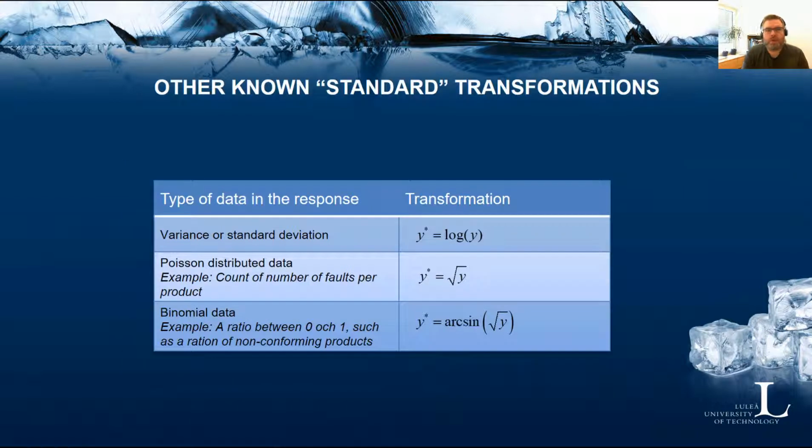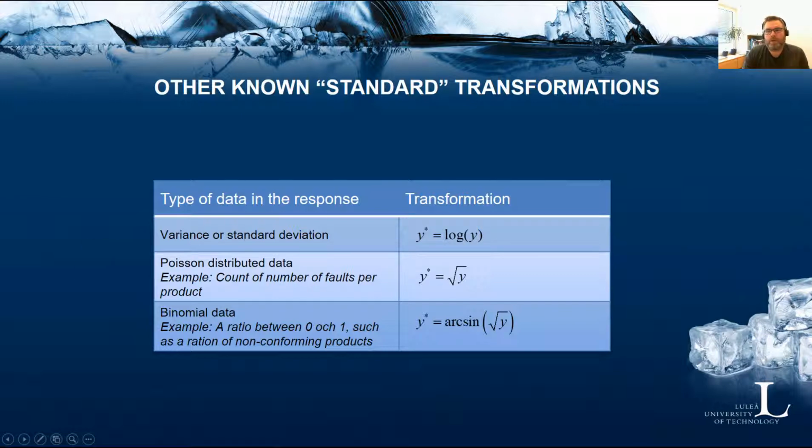There are other known standard transformations also. Here you can see the type of data we have, the type of response variable we use, and the suggested standard transformations that have been proven to work well. So for example, if we use variance or standard deviation as a response, we should almost immediately think about using the logarithm instead of the original y values. So instead of the variance, we will use the log of the variance, for example.